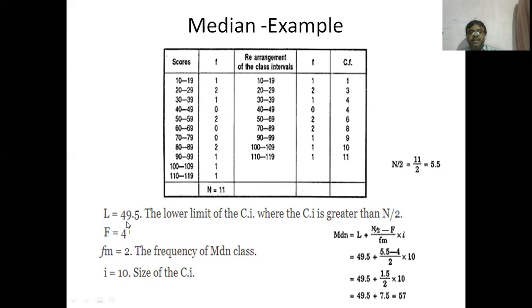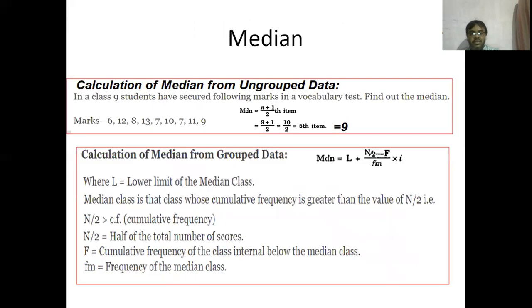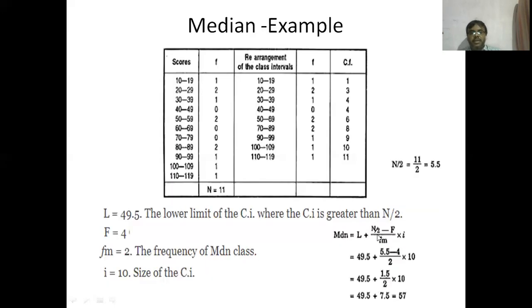Okay. Then what will be your F? As we already said in our previous slide, F is the cumulative frequency of the class interval below the median class. So this will be the F, and fm is equal to 2. If you take this as your median class, fm will be this one. i is equal to 10. And n by 2: n is equal to 11, so 11 by 2 means 5.5 is your n by 2.